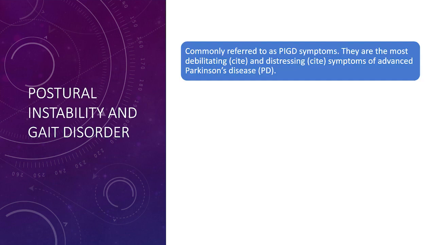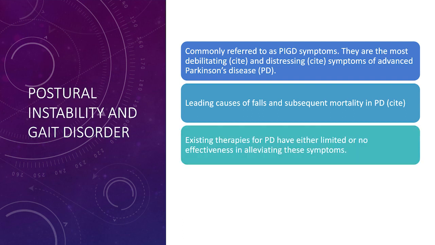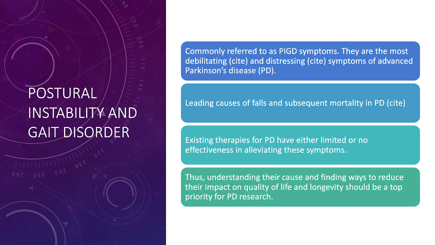All right. So, postural instability and gait disorder or difficulties are commonly abbreviated as PIGD, and they're the symptoms that emerge particularly later in the illness. They are the leading cause of falls and mortality in Parkinson's disease, and the existing therapies such as dopaminergic medications and even many of the deep brain stimulation methods are not effective at treating them. So for those reasons, it is important for the field of Parkinson's research to better understand these symptoms and how best to treat them.